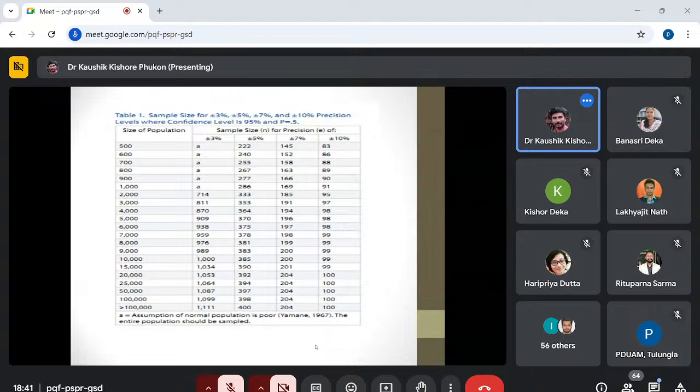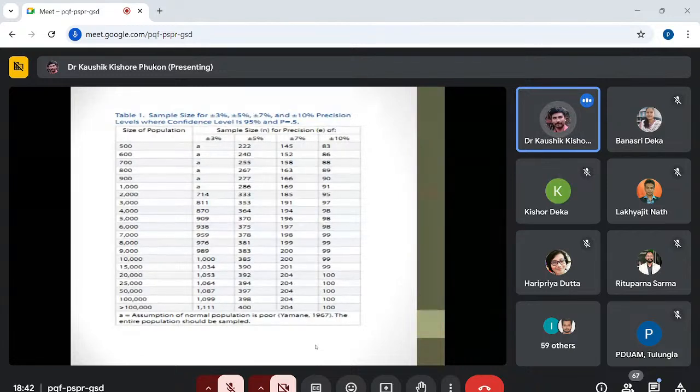Then you see, if the population size grows to more than 1 lakh, then you only have to take a sample size of 400. Okay, just 15 more than for 10,000. So as the population increases, it has less impact on the sample size. As the population size increases, it has less effect on the sample size. That is the thing I want to explain to you. Very important.